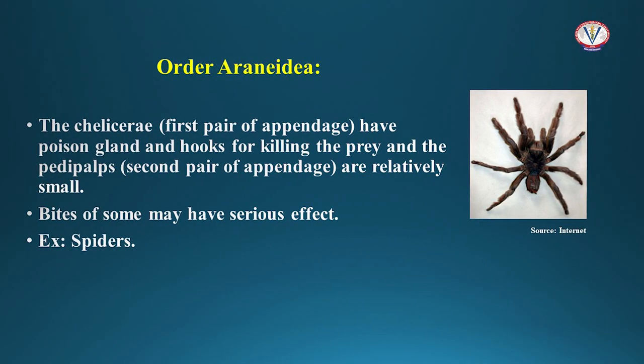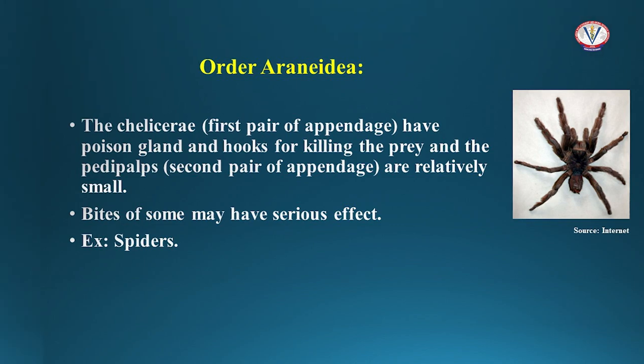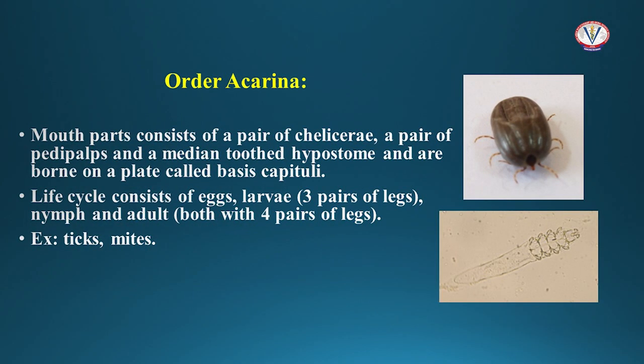Order Araneida. The chelicerae, or the first pair of appendages, have poison glands and hooks for killing their prey, and the pedipalps, or the second pair of appendages, are relatively small. Example, spiders. Order Acarina. The mouth part consists of a pair of chelicerae, a pair of pedipalps, and a median toothed hypostome, and are borne on a plate called basis capituli.